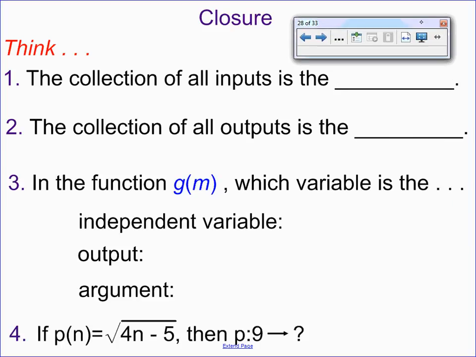In the function g of m, which variable is the independent variable? Which variable is the output? Which variable is the argument? And lastly, if p of n equals the square root of quantity 4n minus 5, then p would take 9 and map it onto question mark. Go ahead and show your work, please.